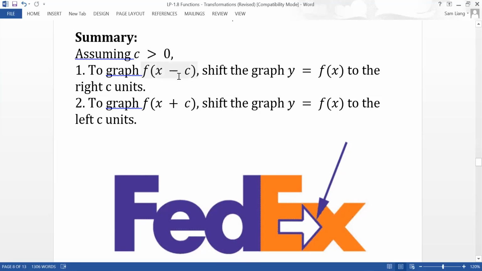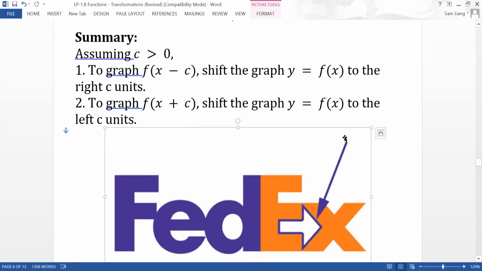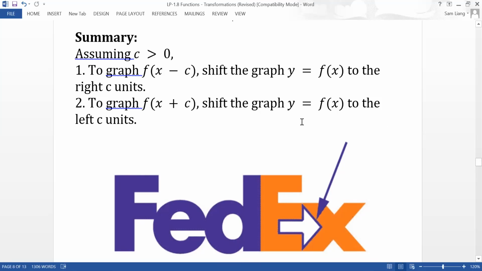Minus means that it moves to the right, and as we see here, the FedEx arrow is pointing to the right. Okay. But feel free to use or not use that mnemonic. That's how I ended up remembering it. If you need to copy this summary, please pause the video here. Otherwise, I'll keep moving.